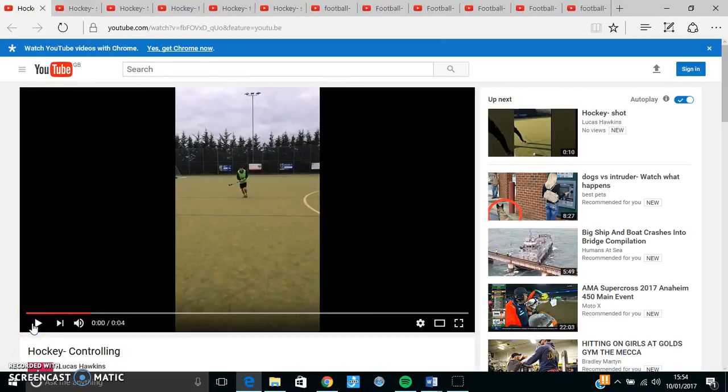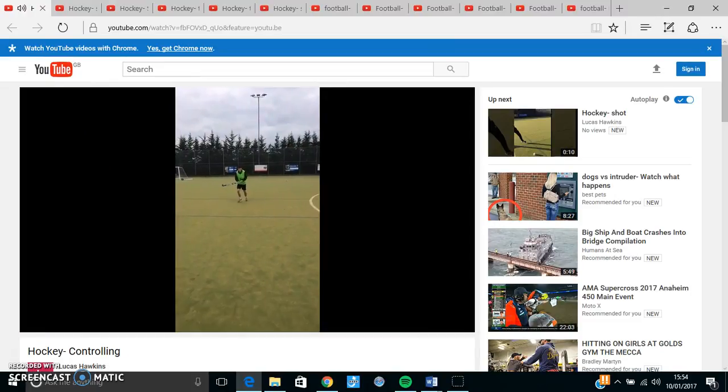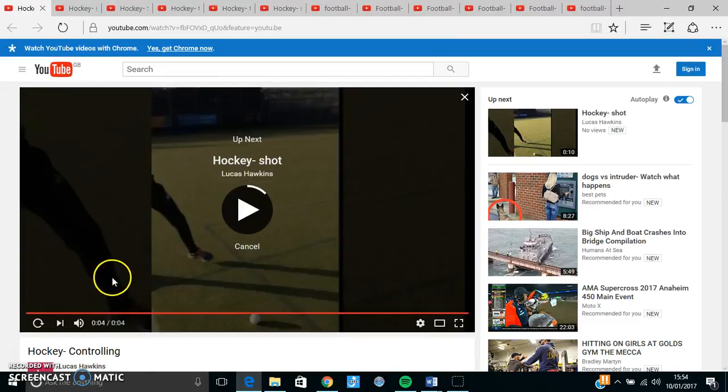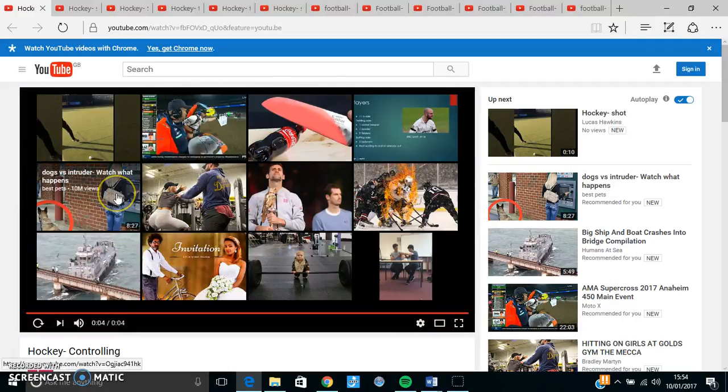This is another skill. This is controlling the ball in hockey. Controlling the ball is important in hockey, and if you can't do this, it'll be very hard for your team to keep possession of the ball. And if you can't keep possession of the ball, then you won't score.